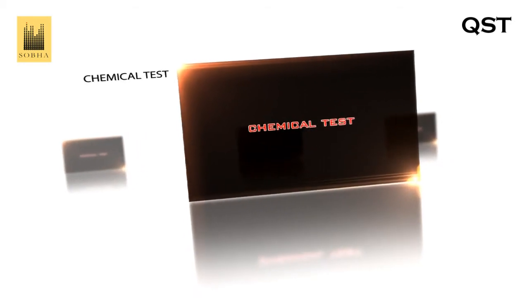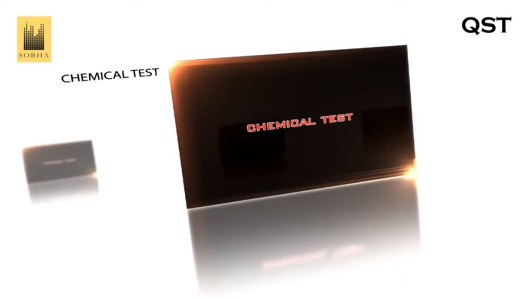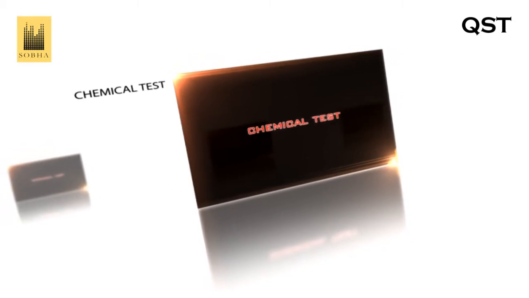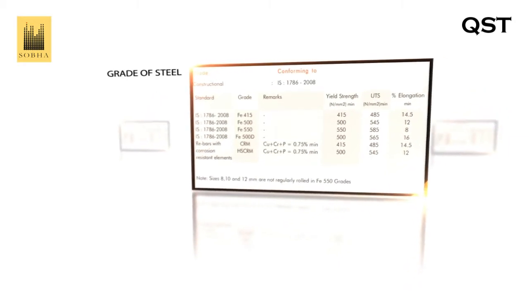Chemical composition of steel. The maximum allowable content for carbon is 0.3 in both Fe415 and Fe500 grade of steel. The maximum allowable content of sulfur is 0.06 for Fe415 and 0.055 in Fe500 grade of steel respectively. The maximum allowable content of phosphorus is 0.06 in Fe415 grade of steel and 0.055 in Fe500 grade of steel respectively.